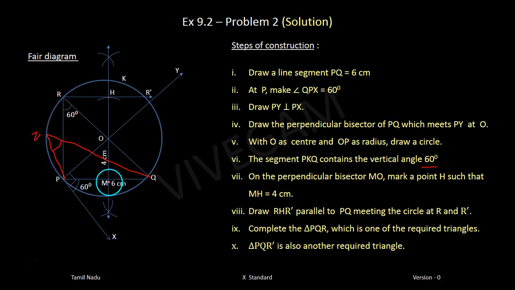So with M as a center and radius of 4 centimeter, draw an arc cutting the perpendicular bisector and name it as H. Then draw RH or R dash H parallel to PQ, meeting the circle at R and R dash. Now complete the triangle PQR. So PQR is the required triangle which subtends an angle of 60 degrees and at the same time has an altitude of 4 centimeter.